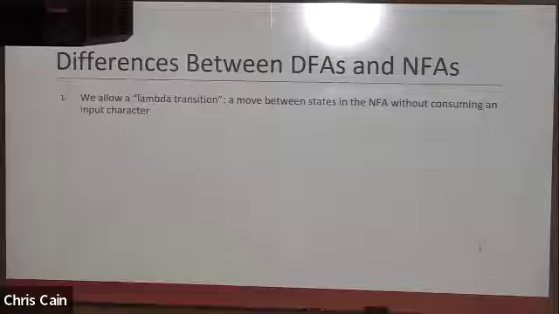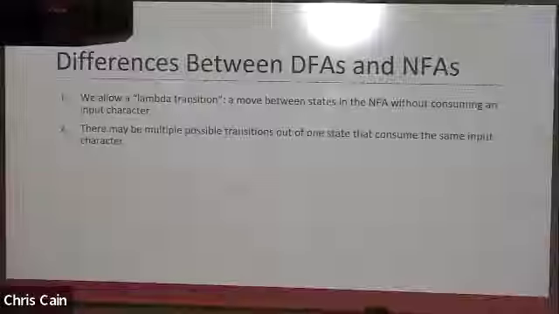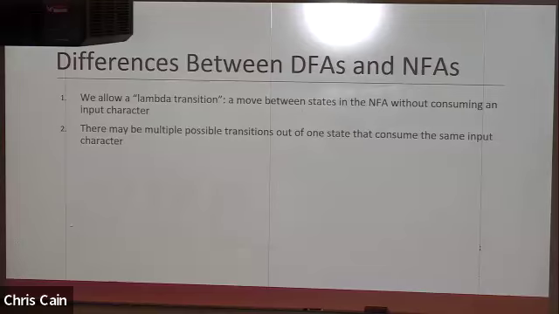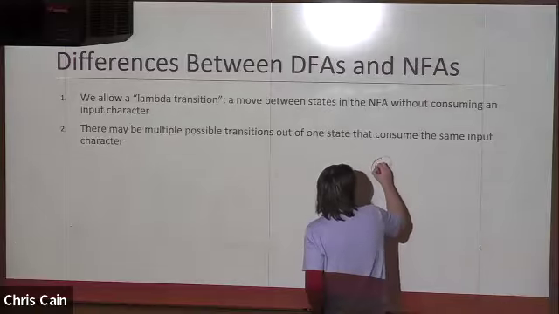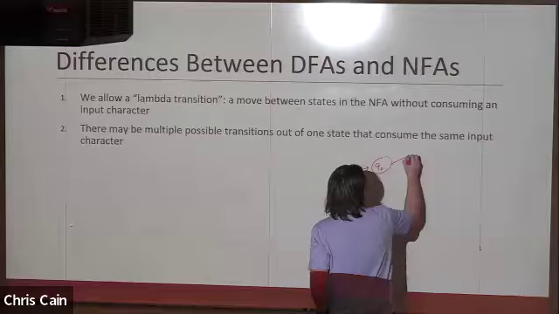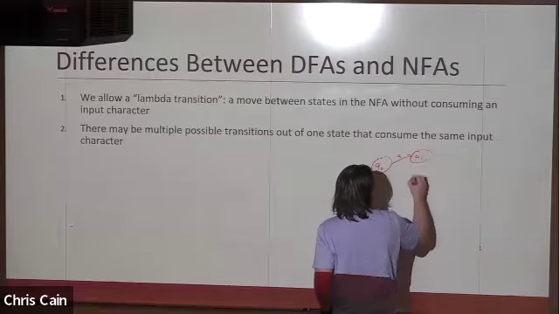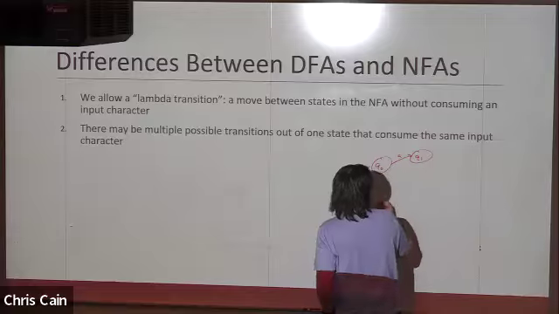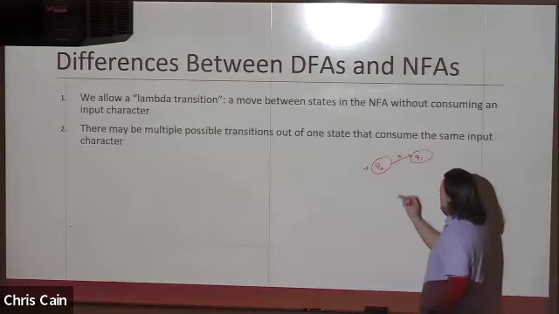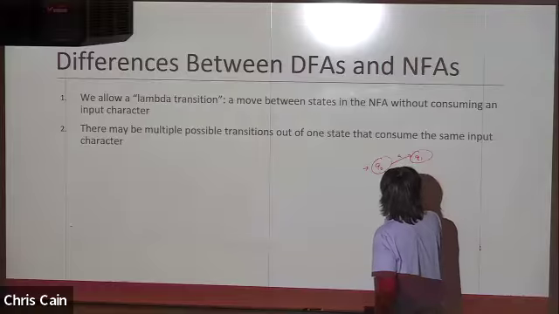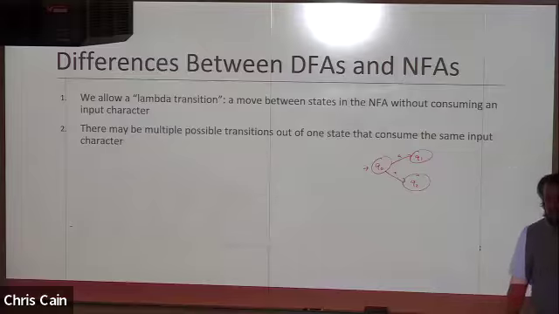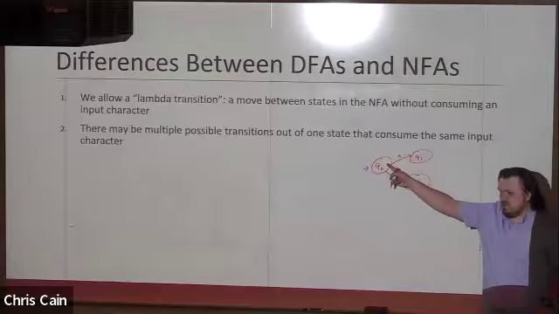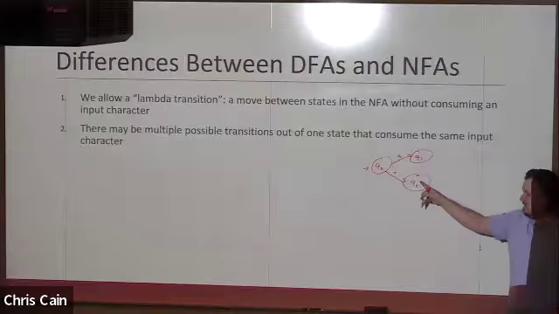Second difference: multiple transitions out of one state that consume the same input. So before, we were in something like Q0. We had a transition on an A to Q1. We could now, in an NFA, also have a transition out of Q0 on an A to another state, Q2. This is allowed. This is saying when we read an A, fork the process, one process goes to Q1, one process goes to Q2.